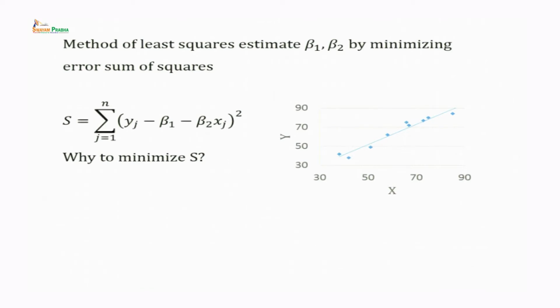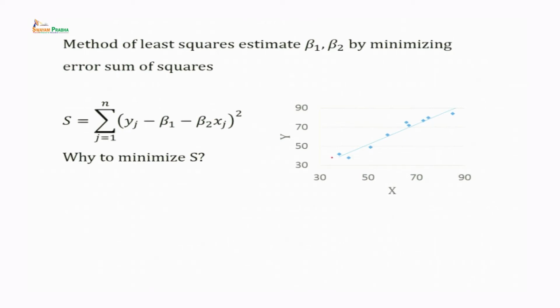So, in the method of least squares, we estimate beta 1 and beta 2 by minimizing the error sum of squares, which is S equal to the summation over j equal to 1 to n of (y j minus beta 1 minus beta 2 x j) whole square. Suppose you have this bivariate data set, and then we have plotted that data set on the x y plane. Such kind of graph is called the scatter plot or scatter diagram.